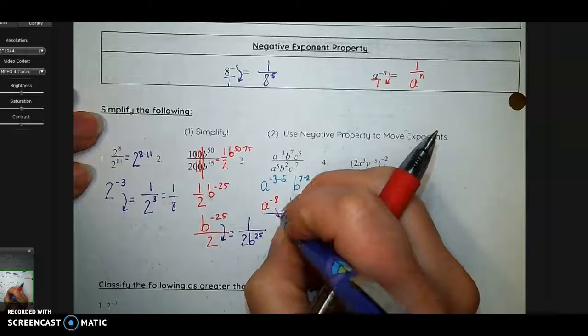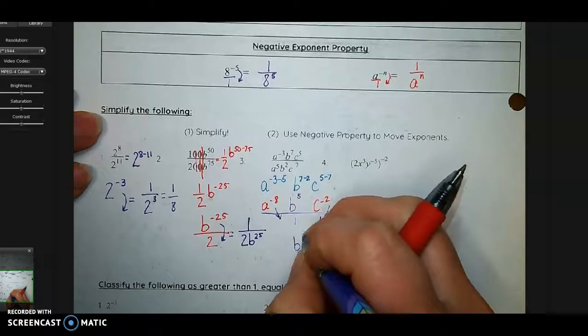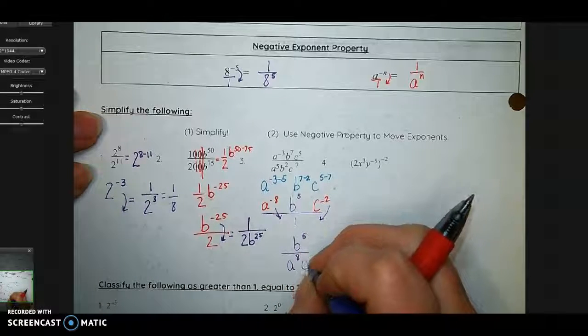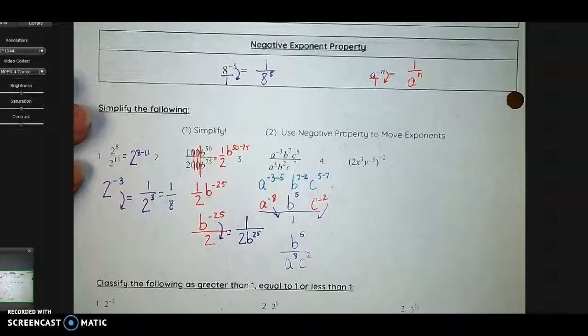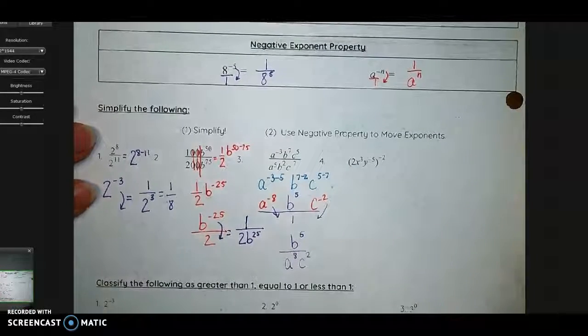So that means the a needs to go down and the c needs to go down, but the b gets to stay up top because its exponent is already positive. And when I move down there, those exponents become positive, and I still make sure that I have them in alphabetical order.